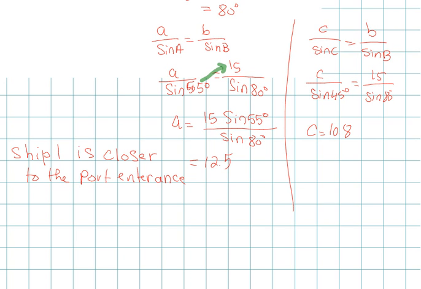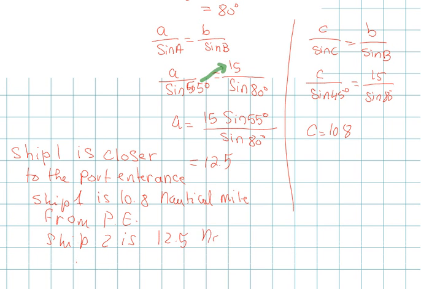Ship 1 is 10.8 nautical miles from port entrance, while ship 2 is 12.5 nautical miles from port entrance.